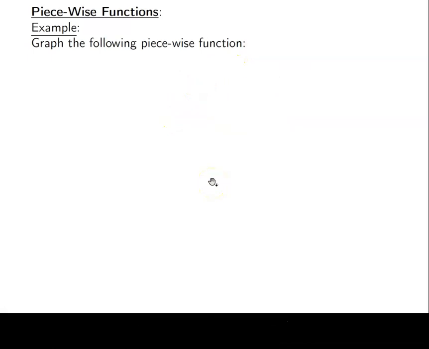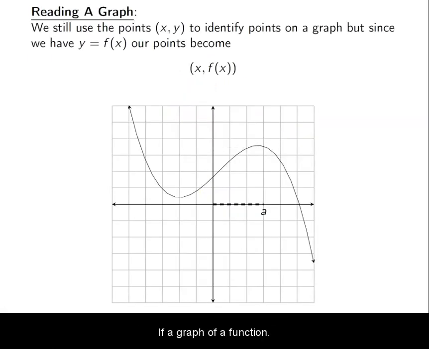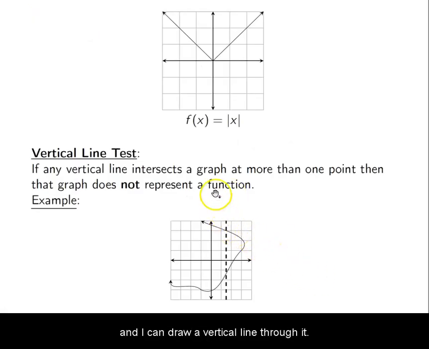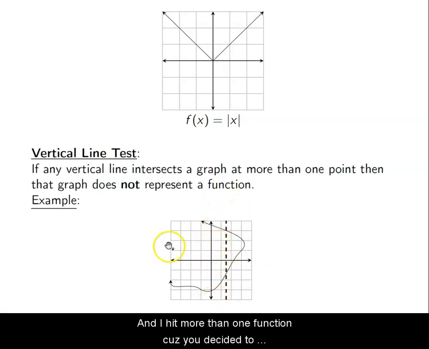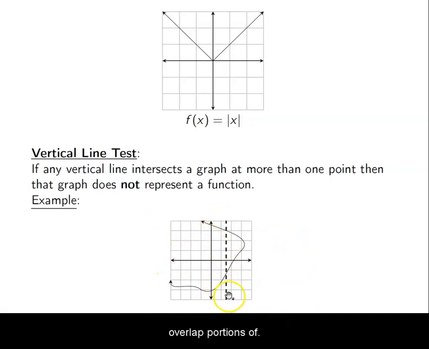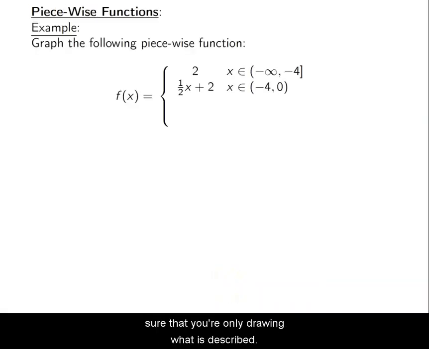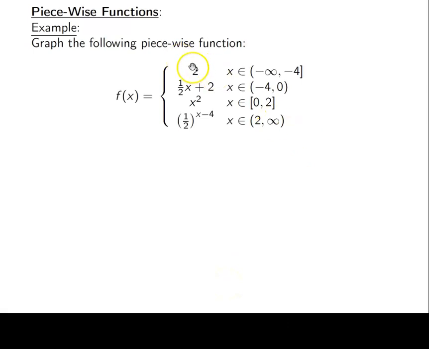Because remember, if you give me a graph of a piecewise function, and I can draw a vertical line through it and hit more than one function because you decided to graph all of the functions at once and then erase the overlapping portions, that's no longer a function, right? So you have to make sure that you're only drawing what is described, where it's described.